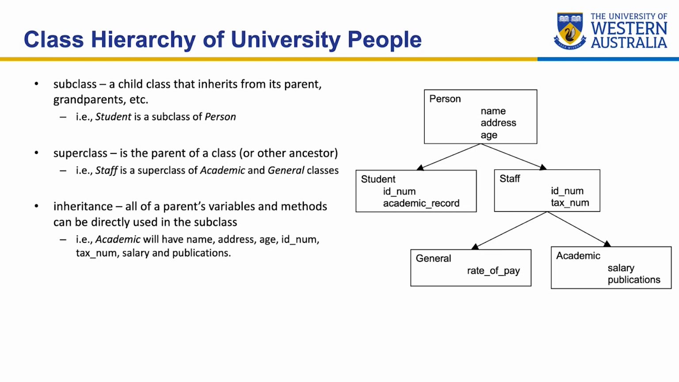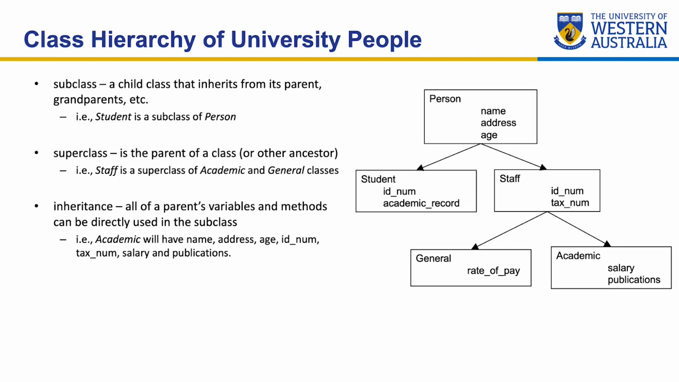Okay, so if we design our hierarchy of university people, it might look like this, right? So students, general staff, and academic staff are all persons that share these 3 attributes: name, address, and age. Okay. And students are just a subclass of person. They're not staff. So it gets the student ID number and also the academic record. Staff have ID numbers, but also tax numbers. So you see that the ID number exists in both student and staff.